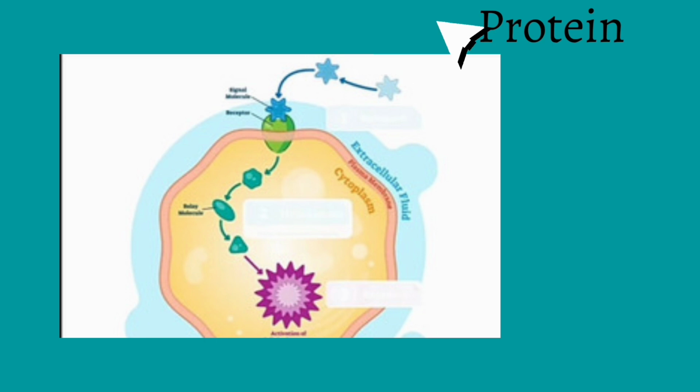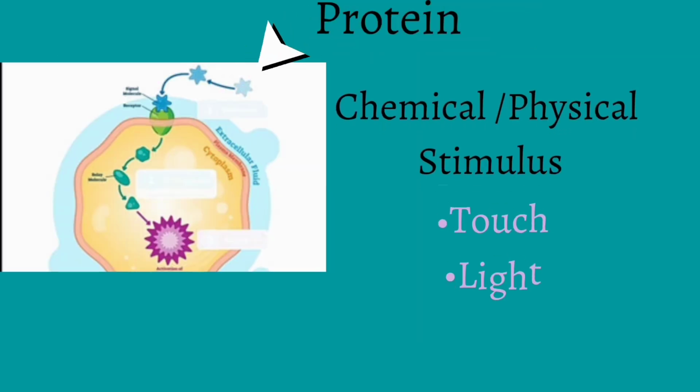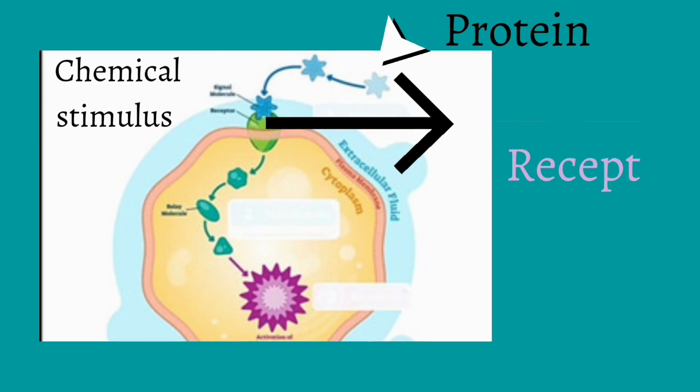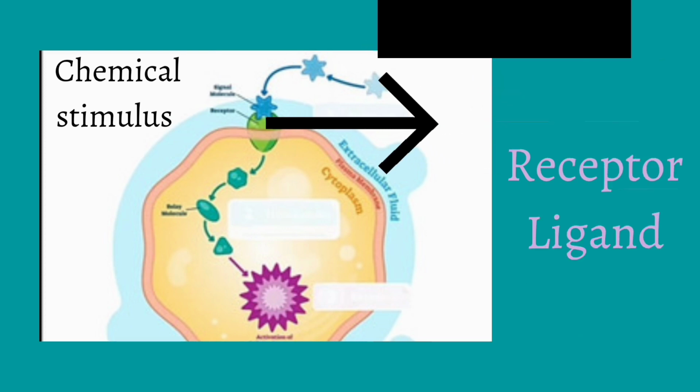Most signals start when a protein on the surface of the cell receives a signal. This signal could be a chemical or physical stimulus like touch, light, or sound waves. But if it is a chemical, there is what we call a ligand, which is a signal received by a receptor protein that receives a very specific signal.